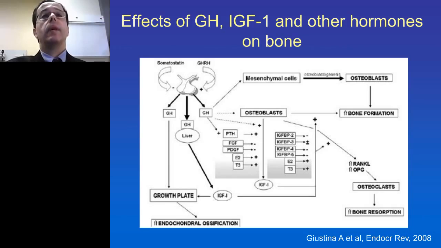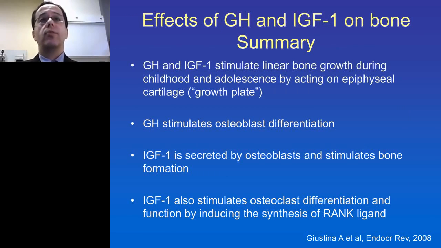Again, in summary, growth hormone and IGF-1 stimulate linear bone growth during childhood and adolescence by acting on the epiphyseal cartilage, also known as growth plate. Growth hormone stimulates osteoblast differentiation, and IGF-1 secreted by osteoblasts stimulates bone formation, but also stimulates the synthesis of RANK ligand, which in turn stimulates osteoclast differentiation and function, and thus growth hormone and IGF-1 promote bone turnover, including both bone formation and resorption.